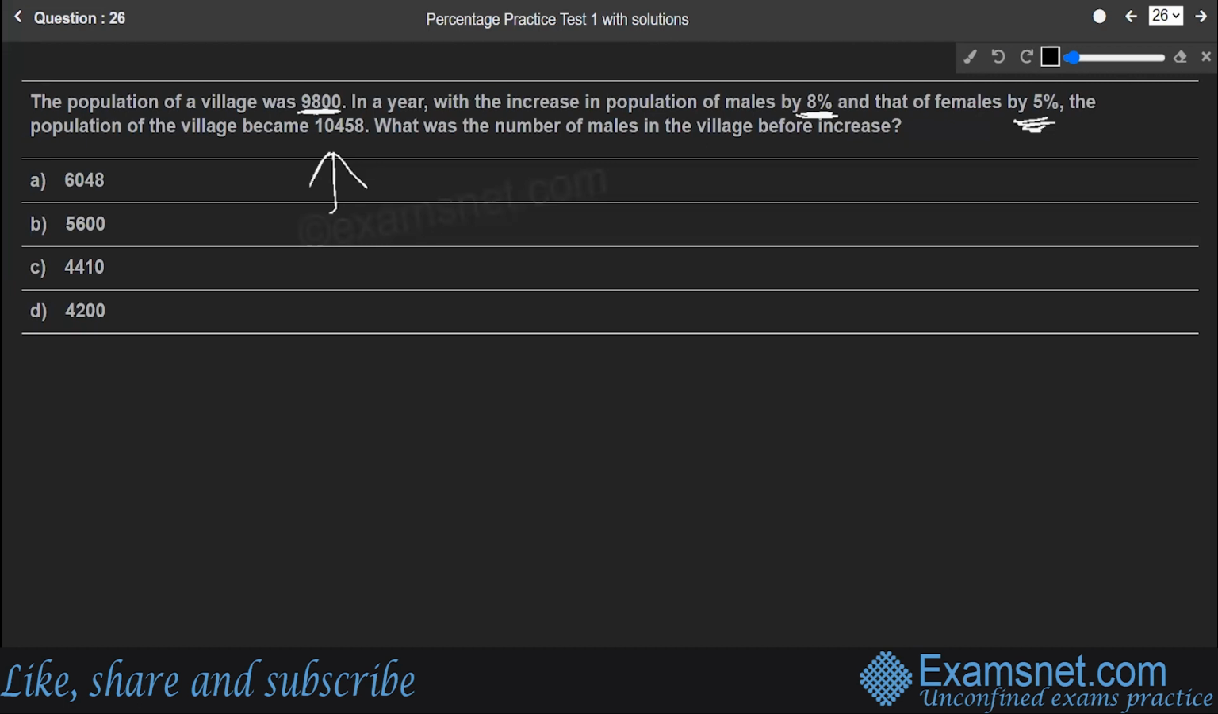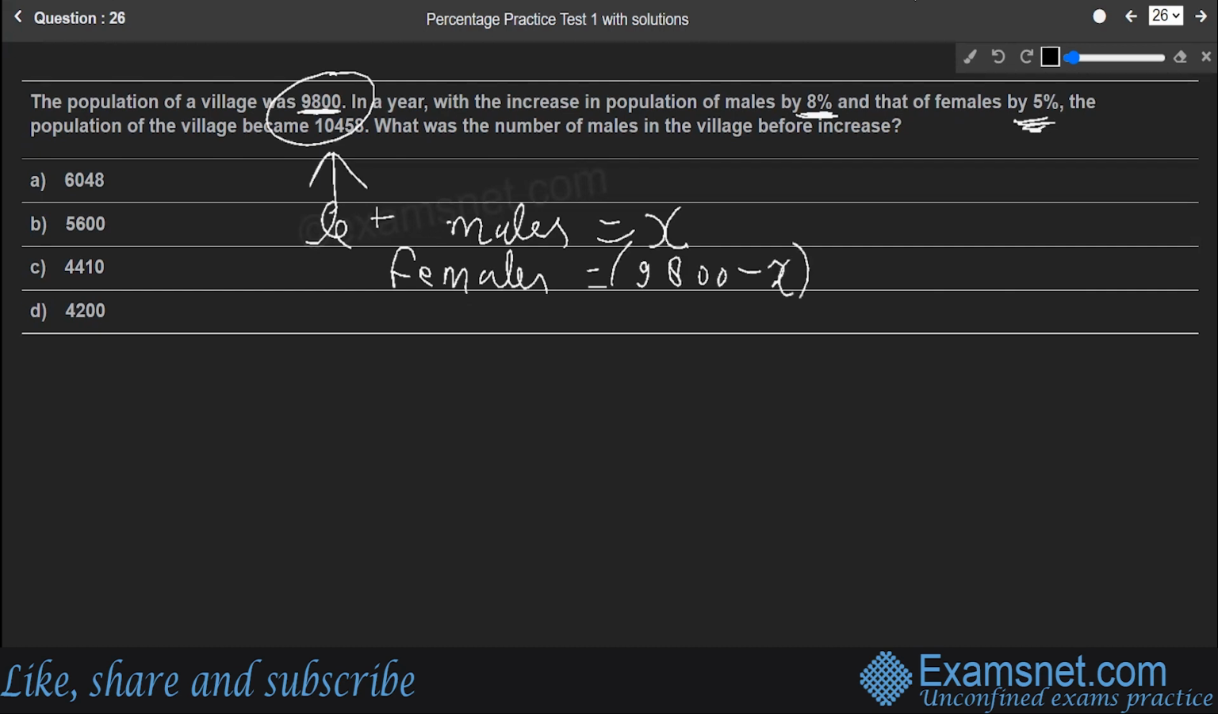Okay, so let us assume the number of males is X. So how many females will there be? He says the total population is 9800. So females will be 9800 minus X, because ultimately the total has to become 9800. So this is the first thing, males and females. Then he says in a year, there is an increase in the population of males by 8%. So how much has the population of males increased? It has increased by 8%.